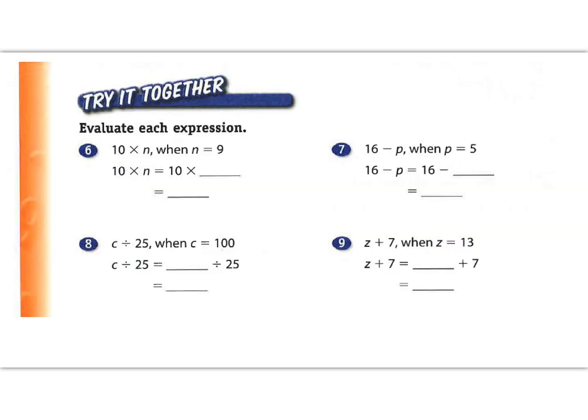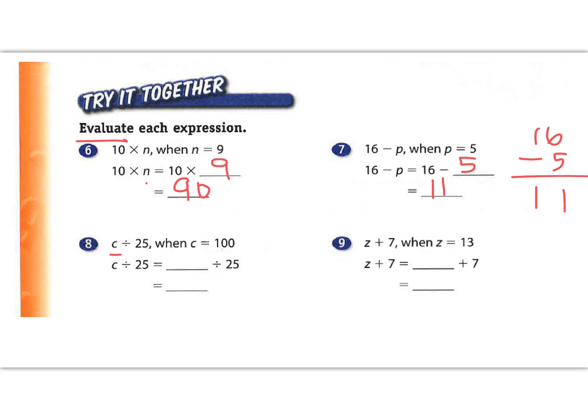All right, here's some more practice. Evaluate each expression. 10 times n, when n equals 9. 10 times n, 10 times 9. We're substituting that in. 10 times 9 is 90. 16 minus p when p equals 5. 16 minus p, so we do 16 minus 5. We're substituting it in. 16 minus 5 equals 11.